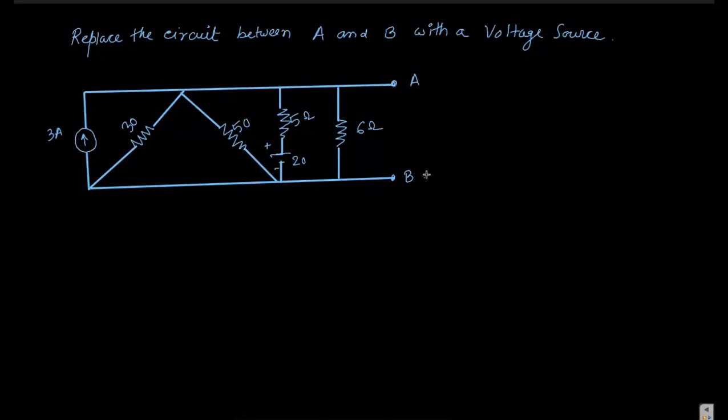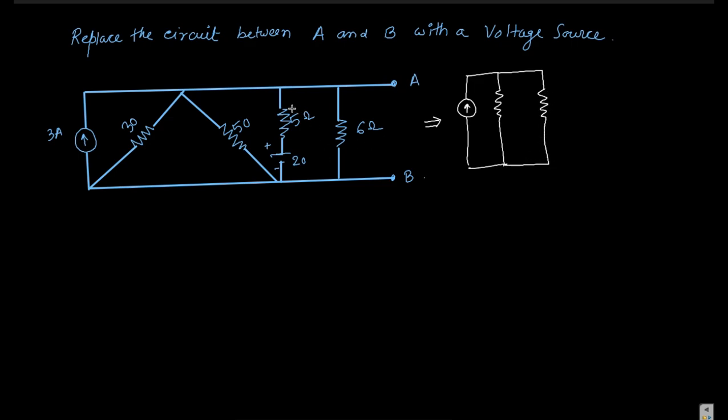So what should you do? We should convert first this voltage source into the equivalent current source. So what should be the diagram? This triangular shaped circuit can be read as a 3 ampere source, one parallel resistance, and another parallel resistance.